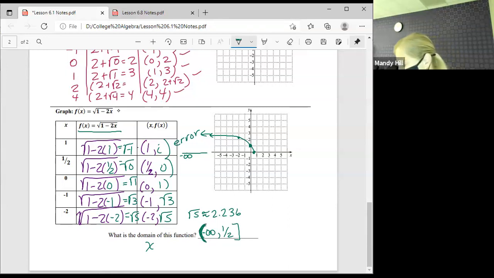Okay. That one, I feel like that's not a real difficult one. Questions about anything on 6.1 before we look at 6.8?